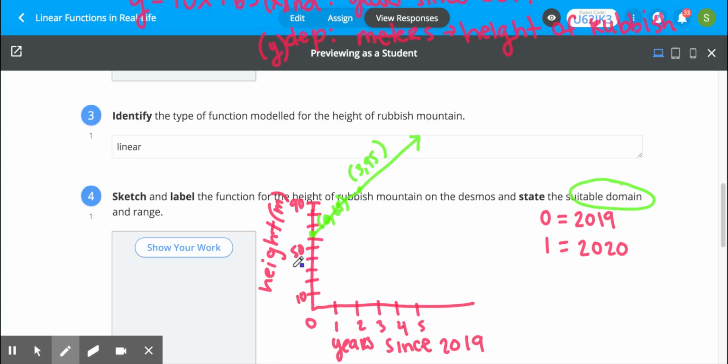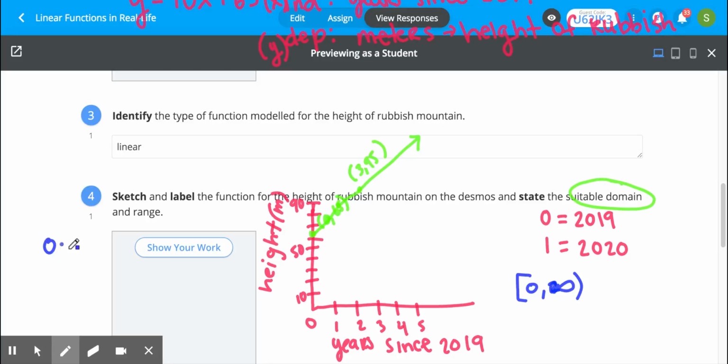Maybe we're just looking at it from 2019 on. Is there a maximum height we're letting it get to? Where does it become unreasonable? So maybe I'm going to say that my reasonable domain is from 0 to infinity, because I'm just going to look at the projections of it. Maybe that's my suitable domain. Or maybe I'm going to figure out, what is my x-intercept?